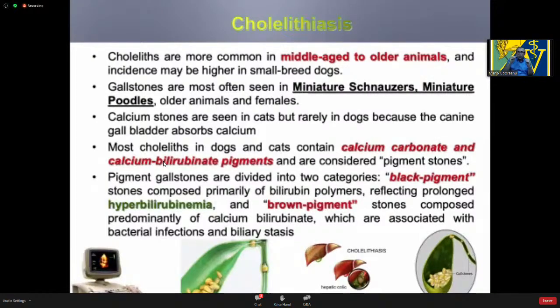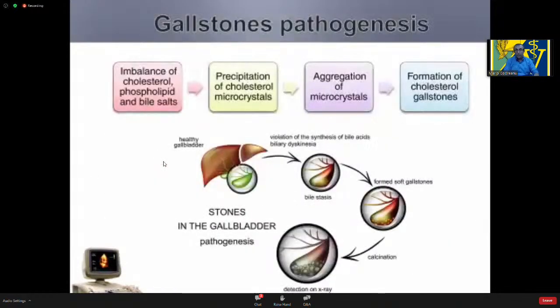These pigment gallstones are divided into two types, two categories: black pigment stones, composed mainly of bilirubin polymers, which reflects a prolonged hyperbilirubinemia, and brown pigment stones, composed especially of calcium bilirubinate, which is associated with chronic or recurrent bacterial infection or changes in the motility of the gallbladder, especially biliary stasis.